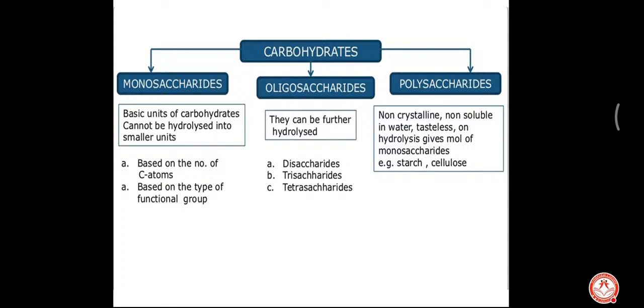Now oligosaccharides, they can be further hydrolyzed and they are classified as disaccharides, meaning on hydrolysis they give 2 units of monosaccharides; trisaccharides, they give 3 units of monosaccharides on hydrolysis; and tetrasaccharides, they give 4 units of monosaccharides on hydrolysis. Polysaccharides are non-crystalline, insoluble in water, tasteless, and on hydrolysis give molecules of monosaccharides, for example starch. Plants store food in the form of starch. Cellulose is a major component of the plant cell wall.